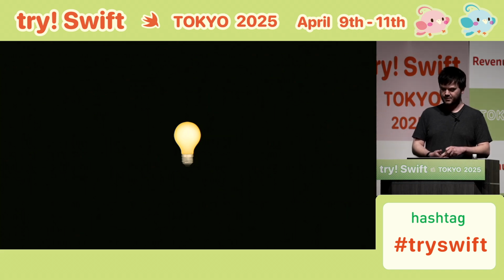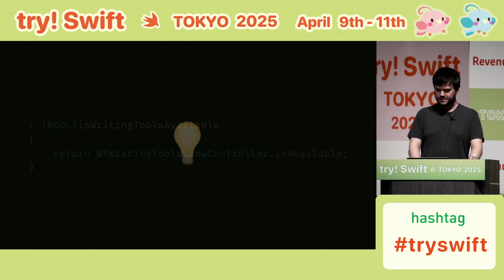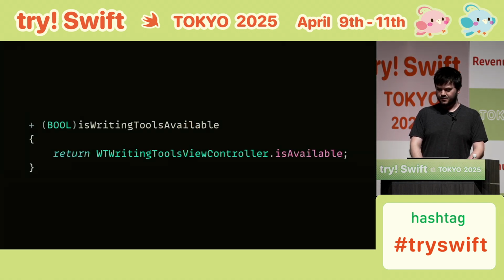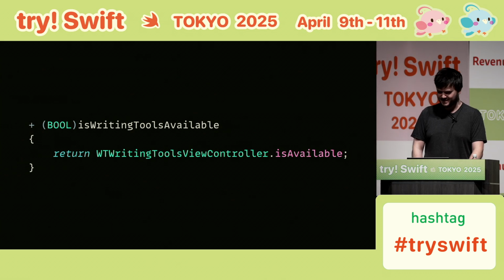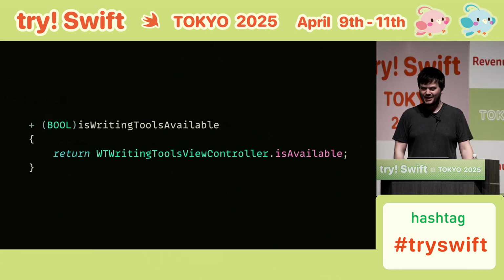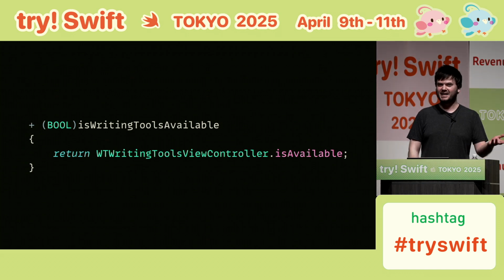So given all we've seen so far, the answer to the original question of what the isWritingToolsAvailable API is doing is simple. It calls the isAvailable method on the WT Writing Tools View Controller class. That's it, all of this just to figure this out. It seems like a lot of work to just learn that the public API is just a simple wrapper for another system private API. But that's because I explained it step by step here.